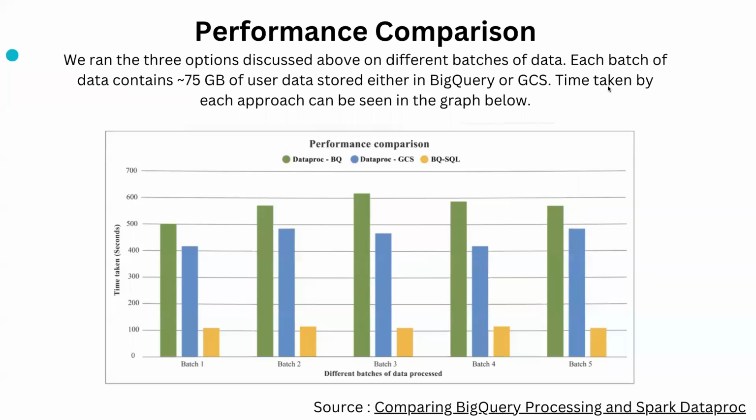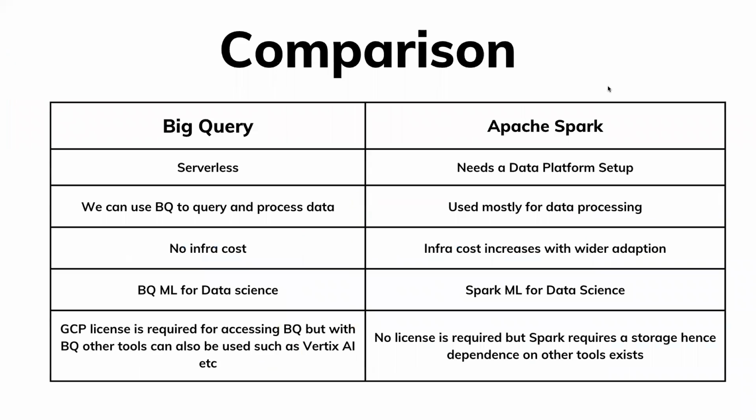So what's a one-on-one comparison between BigQuery and Spark? Let us try to understand this. A one-on-one comparison looks something like this. Let us go through each one of them. BigQuery is completely serverless. We don't have access to any of the infrastructure, wherein Apache Spark needs a data platform setup. When you are using BigQuery, you can query and process the data both using the same tool.